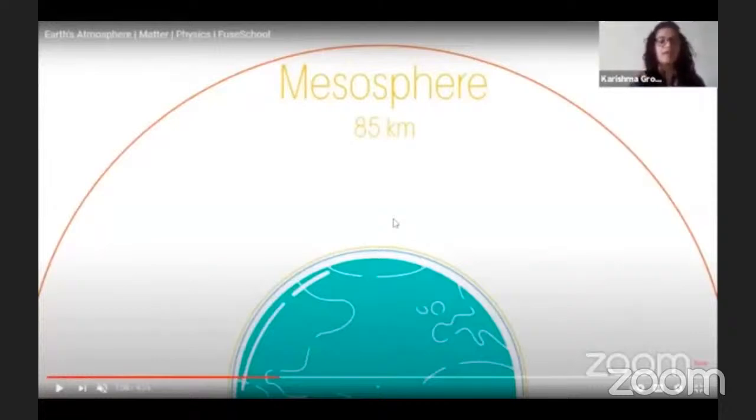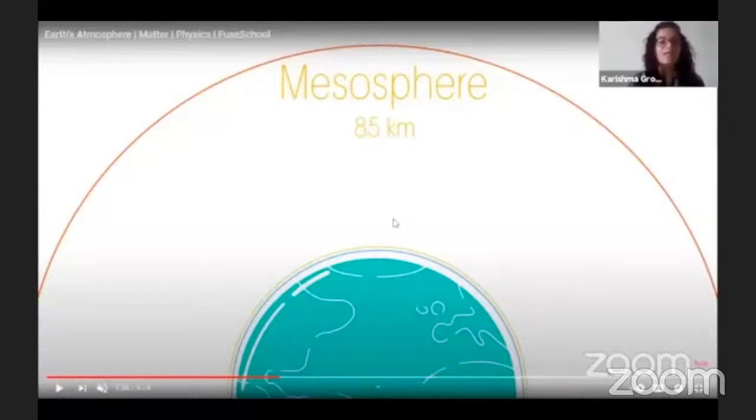The third one is the mesosphere. So beyond the stratosphere is mesosphere. Now, M for mesosphere, M for meteors. Remember, okay? M for mesosphere, M for meteors. Now, beyond the stratosphere, we have mesosphere, which extends up to 85 kilometers. Now, the mesosphere protects us from the flying pieces of space rockets and also the meteors.